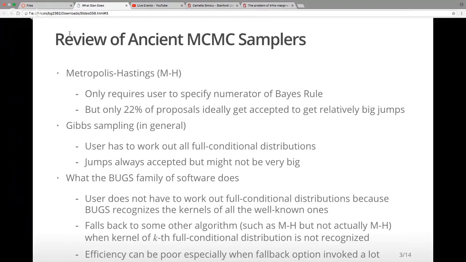And so the only way that you can keep your acceptance rate stable as the number of parameters in your model grows is to make the width of your proposal jumping distribution smaller and smaller and smaller. And so then you're still accepting, you know, 22% of the jumps, but the jumps are not very big. And so as the number of parameters gets larger, the size of the jumps has to get smaller.